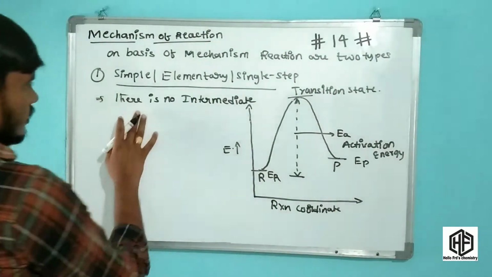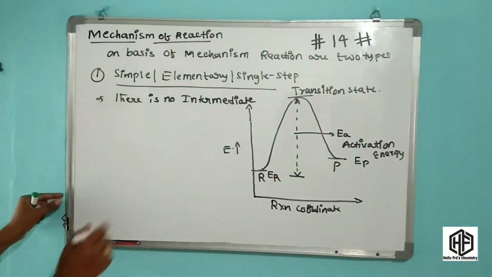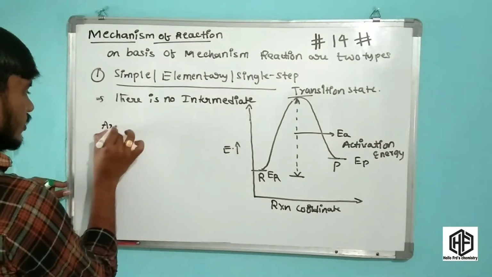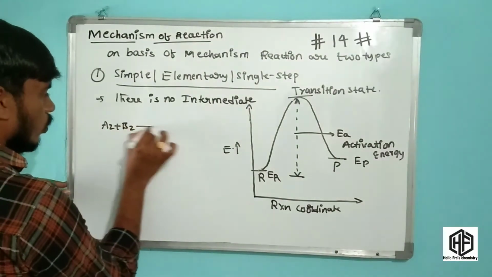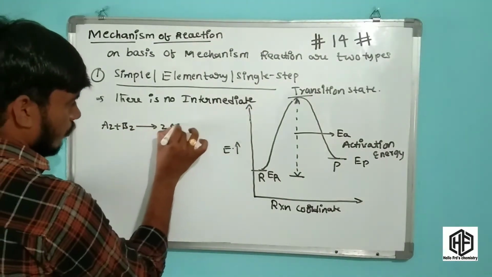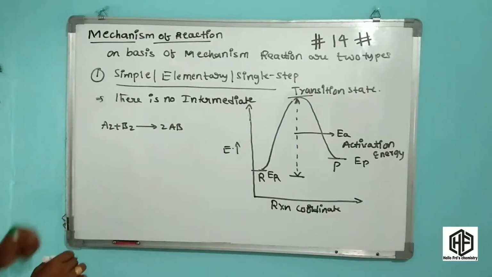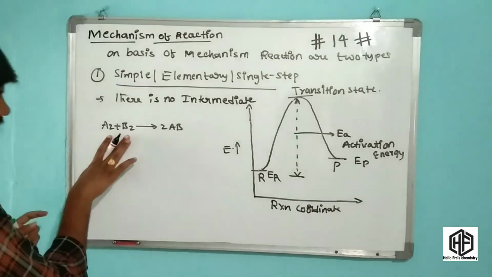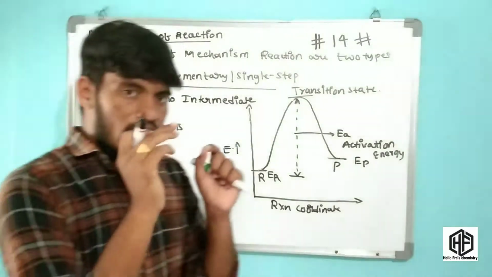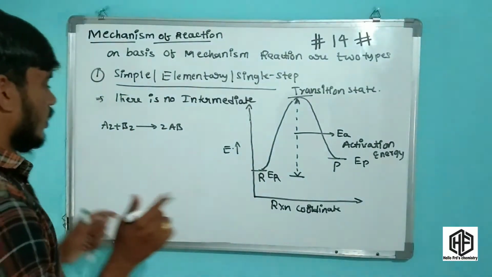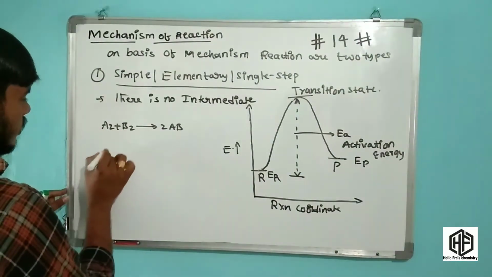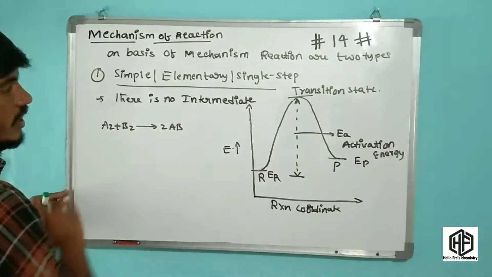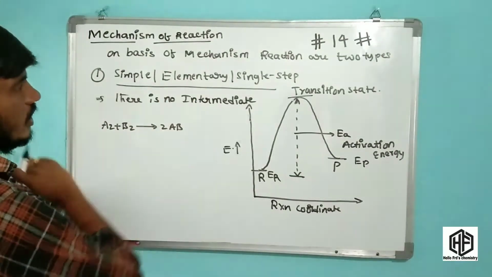Now this simple or elementary or single step reaction. For example, consider a general reaction: A2 plus B2 gives 2 moles of AB. This is the general reaction, and it is a single step reaction. Single step reaction means the reactants are converted to the product within a single step. There is a transition state, but no intermediate is present in this simple or elementary reaction.